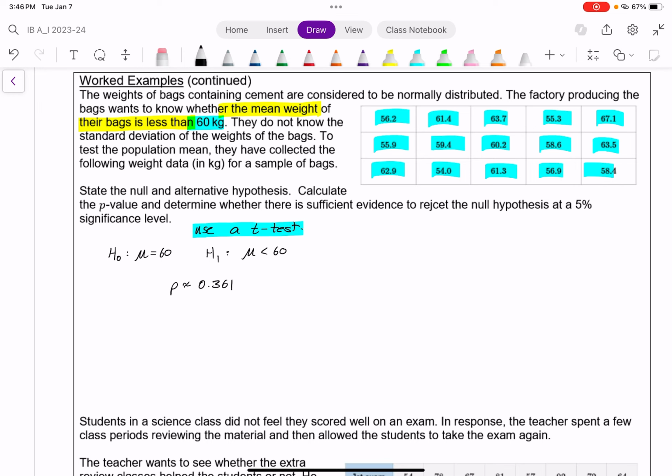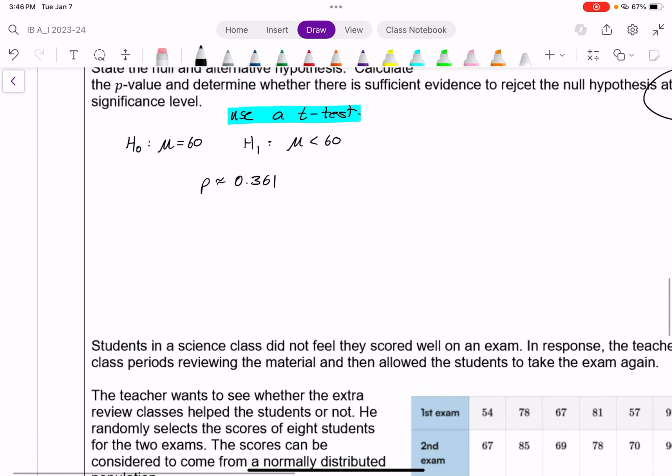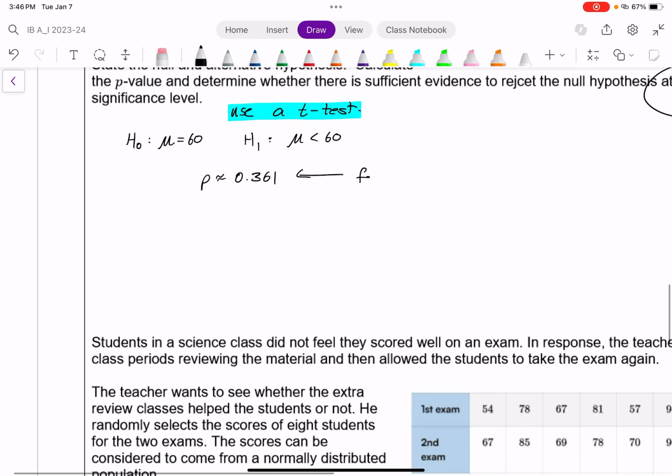Well, that is well above the 5% threshold. So once again, we fail to reject H0. There is not enough evidence to say that the population mean really is less than 60. Other than that, before we get to the last question, just keep in mind that's the main differentiating aspect between a t-test and a z-test. One involves knowing the standard deviation of the population, one doesn't.